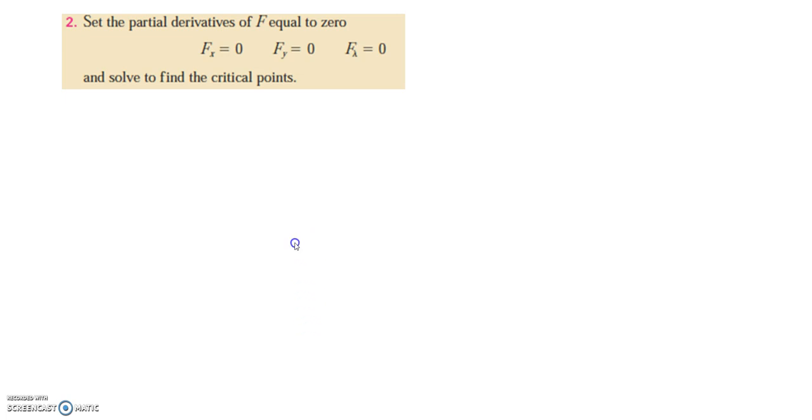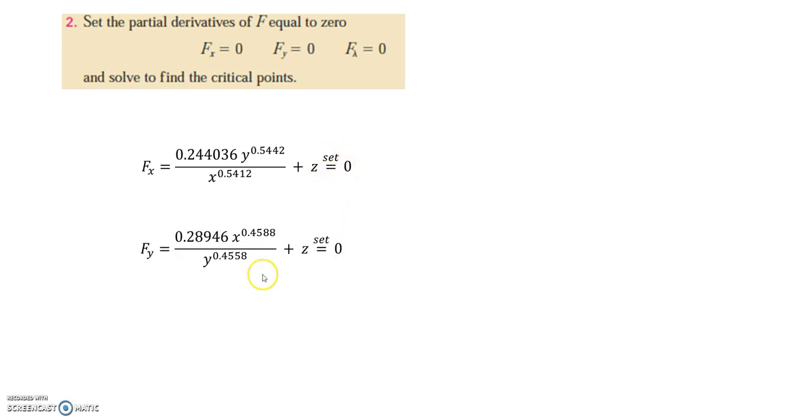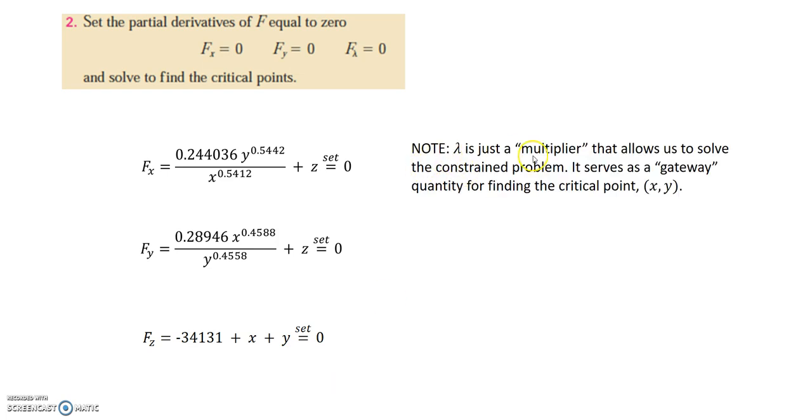I'm going to write those down, and I'm told that I should take capital F sub x and set it equal to 0. It's not that it is equal to 0, it's that I'm setting it equal to 0. Same thing with capital F sub y, and same thing with capital F sub z. By the way, just a reminder, lambda is just a multiplier that allows us to solve the constraint problem. It serves as a gateway quantity for finding the critical point x comma y.